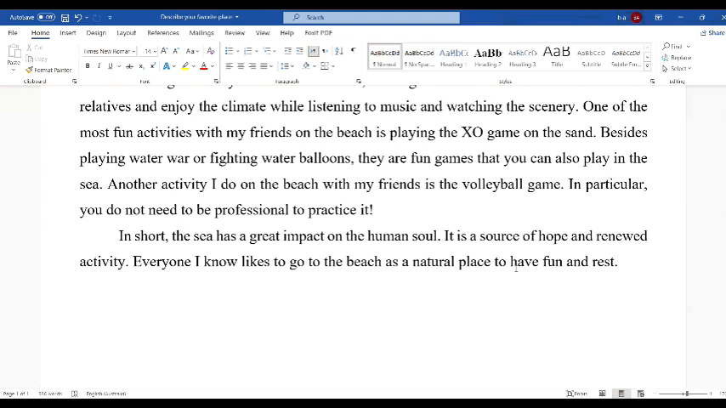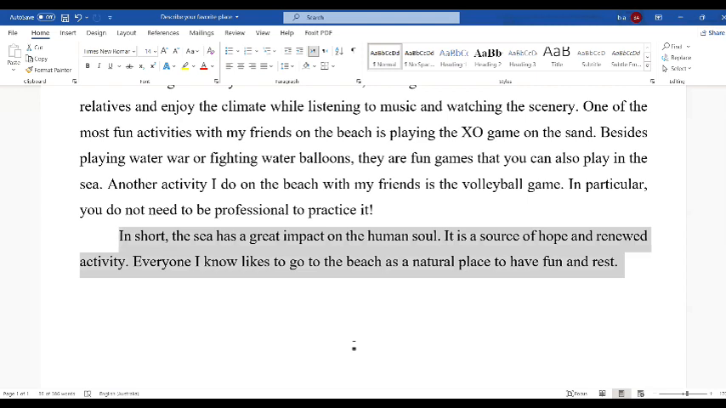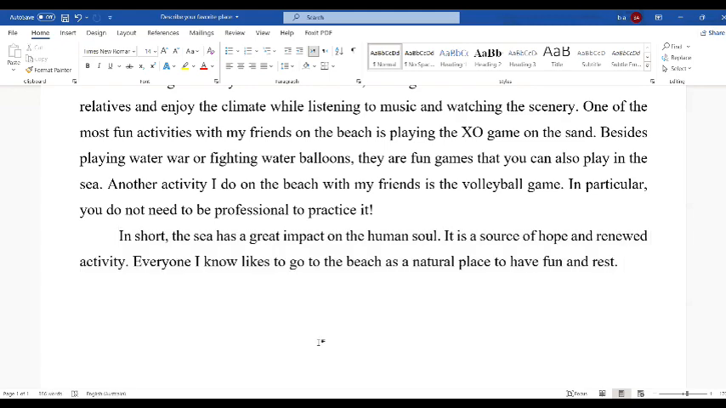You see that in the conclusion, I am summarizing all the ideas that I discussed during the body, or I can add my perspective or my point of view, my opinion as a conclusion. Here in this conclusion, I mixed two things: a summary, that the sea is a great place to go to, and an opinion, that everyone likes to go to the beach because it is a natural place to have fun and rest. Easy, right? Easy conclusion.